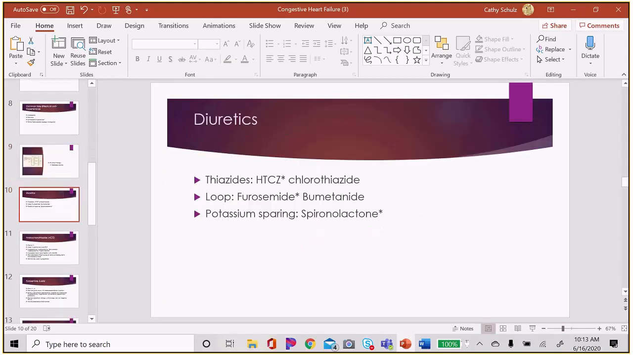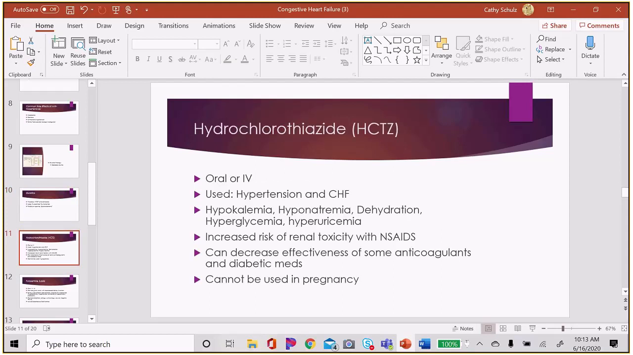So there's 3 classes of diuretics that we're going to talk about. Thiazide diuretics or hydrochlorothiazide, loop diuretics, which is furosemide, and potassium-sparing diuretics, which is spironolactone. So hydrochlorothiazide can be given oral or IV. It is sometimes used for hypertension. It can be combined with some of those other hypertensive medications, and then we can use less of those antihypertensives.